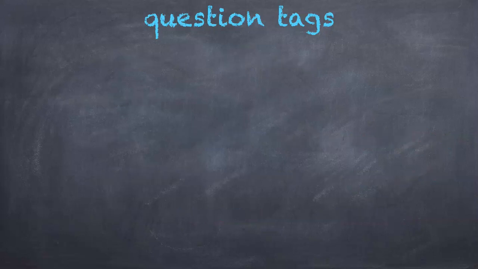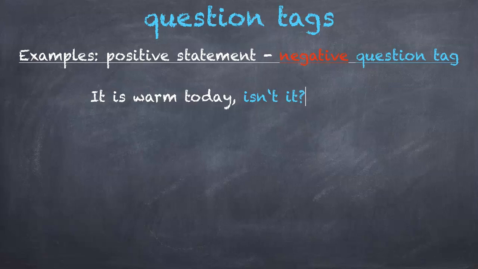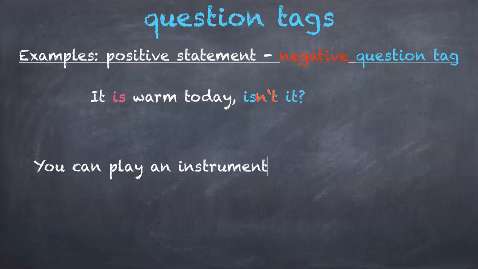We start with a positive statement and a negative question tag. It is warm today, isn't it? In blue, you can see the question tag after a comma at the end of the sentence, and the statement is positive. The is positive, so you have isn't in the negative question tag. You can play an instrument, can't you? So again, can is positive, and the question tag is negative.